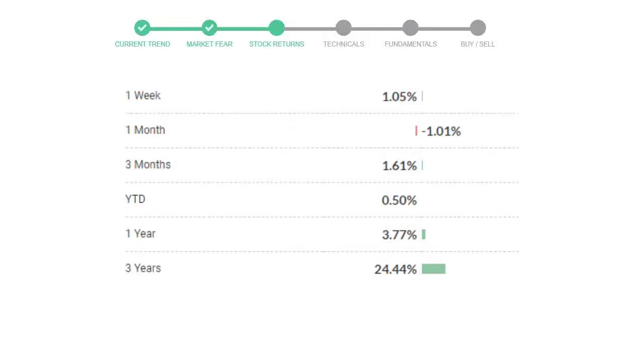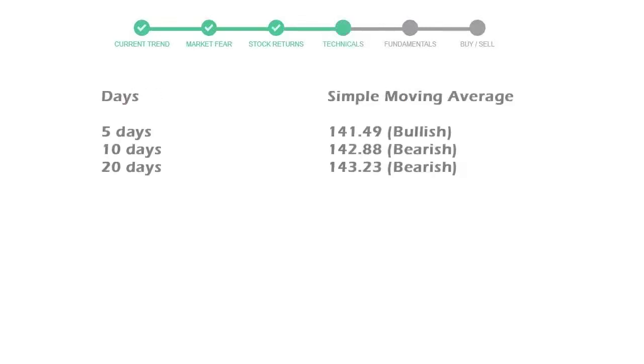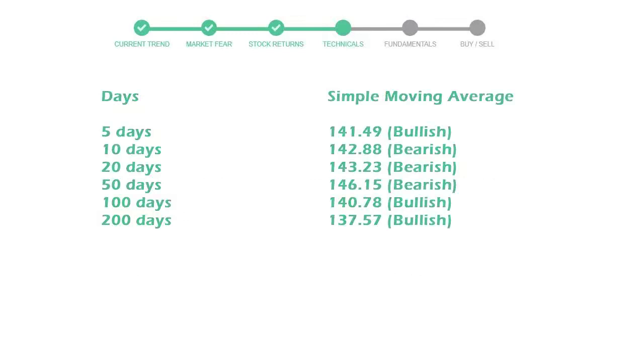Now let's have a look at simple moving average data. Moving average indicates what could be the next footprint of the stock price in near future. 5-day average is 141 with a bullish indication. 10-day is 142 with a bearish indication. 20-day average is 143, which is a bearish signal.